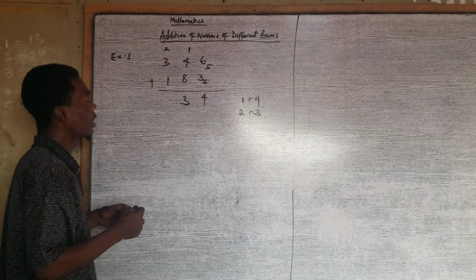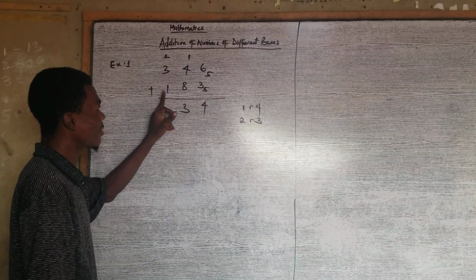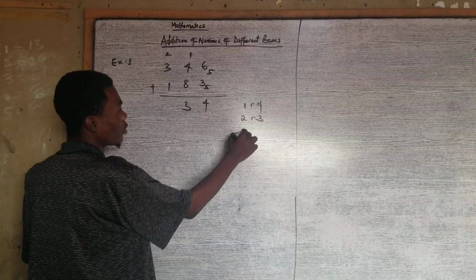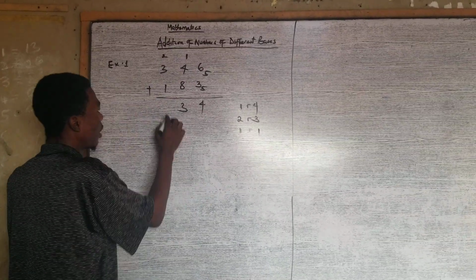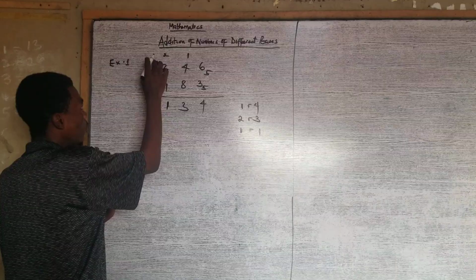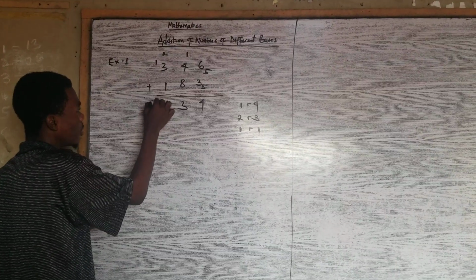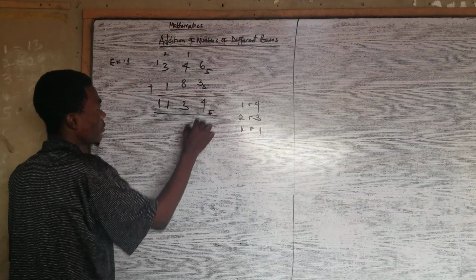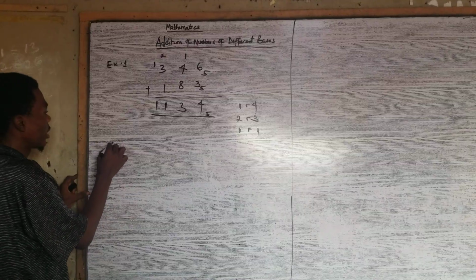2 plus 3, that's 5. 5 plus 1 is 6. 6 divided by 5, what are we going to have? 1 remainder 1. That's 1. Then we drop it in base 5. You will get that.